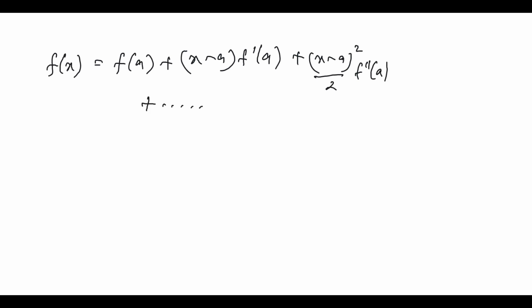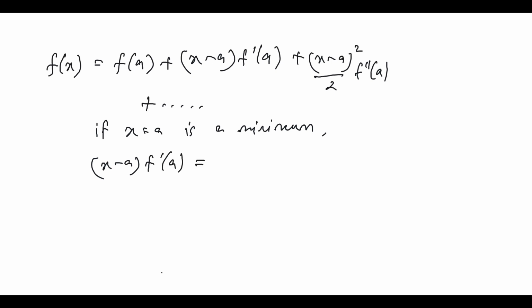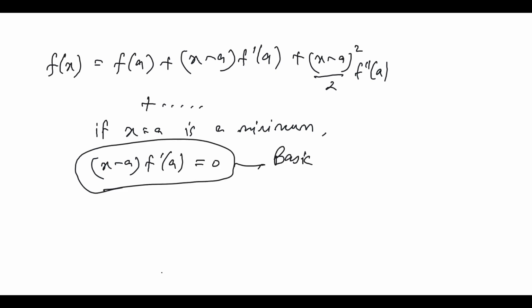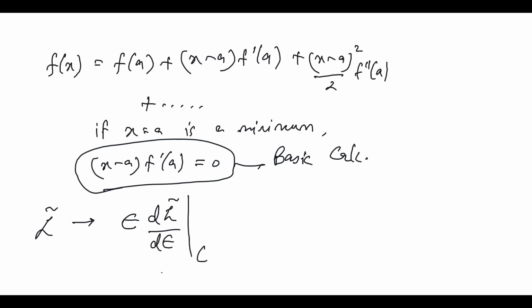So now, if x equals a is a minimum, how do I ensure that? I should set (x minus a) f dash a equal to 0, right? We know this from our basic calculus. Similarly, if you see the Taylor expansion of L tilde, I have to set epsilon dL tilde upon d epsilon evaluated at epsilon equal to 0 to be 0, right?